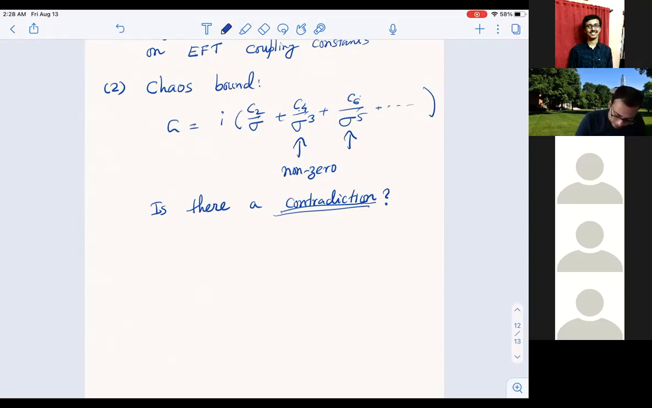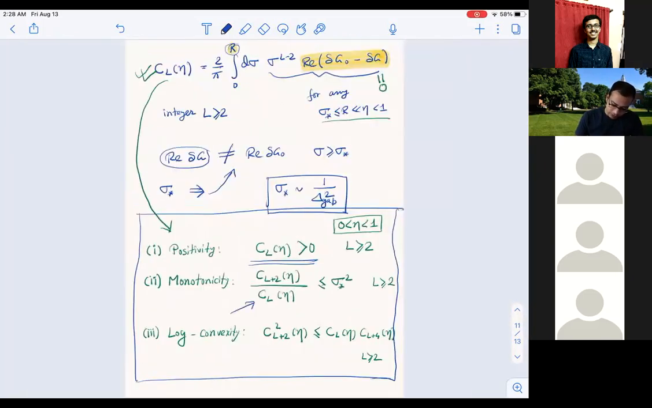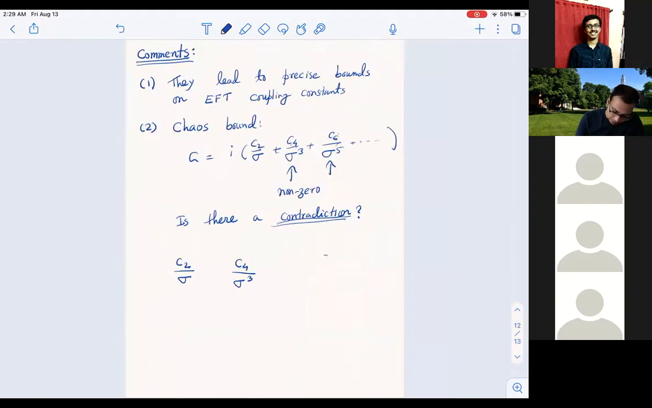If I compare these two terms, and let's say the next term, from this relationship, I know that C4 is less than sigma star square C2. So this term is basically this. The second term is less than C2 sigma star square sigma square, and then 1 over sigma.